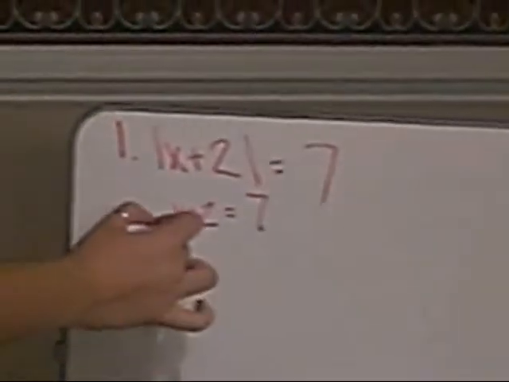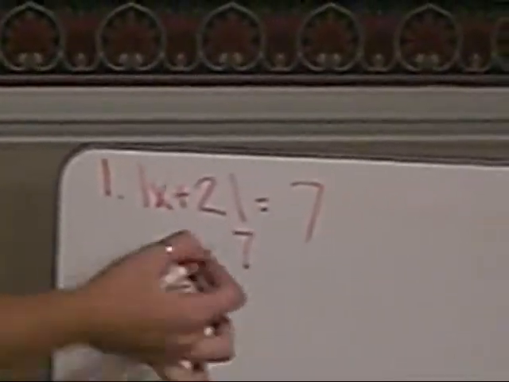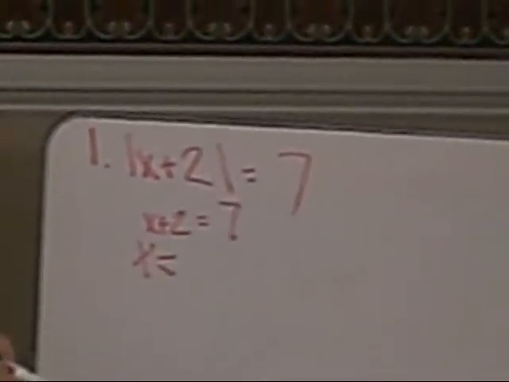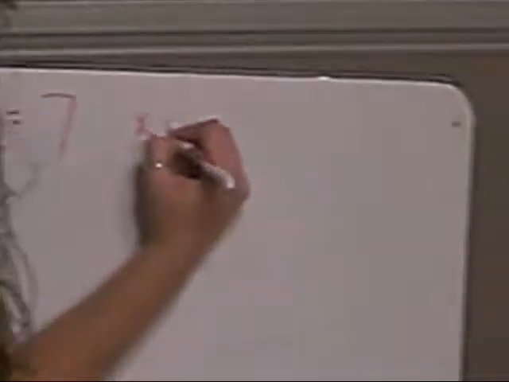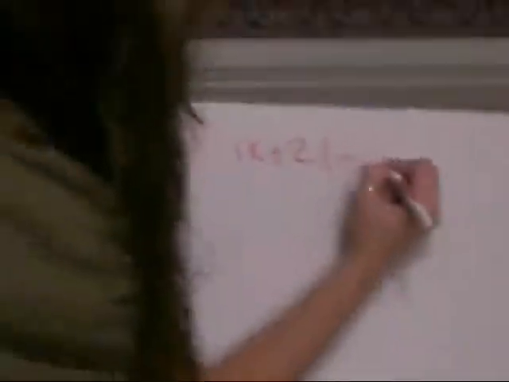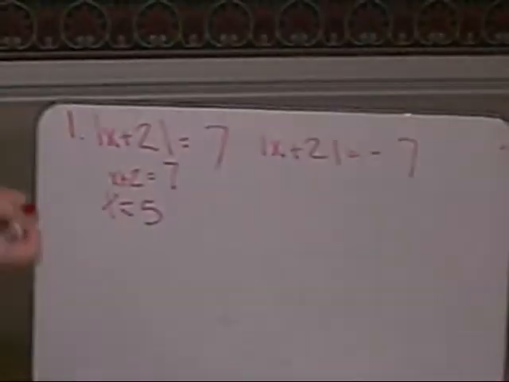Okay, you drop the absolute value signs. Then you solve. You bring over the 2. So x would equal 5. Correct.